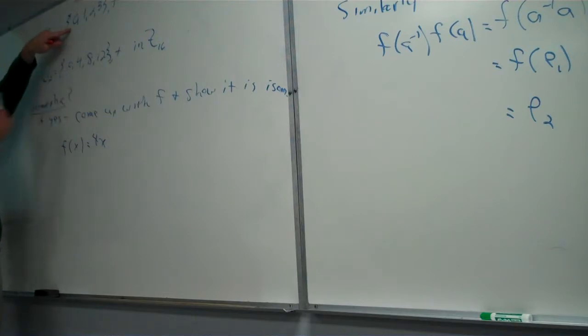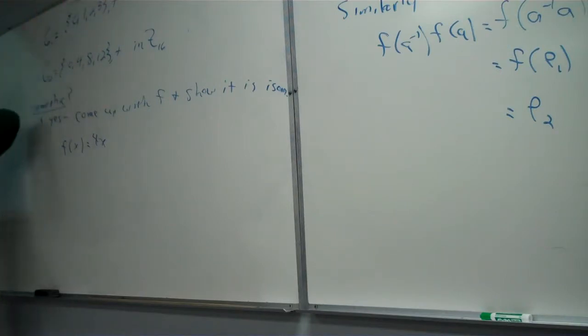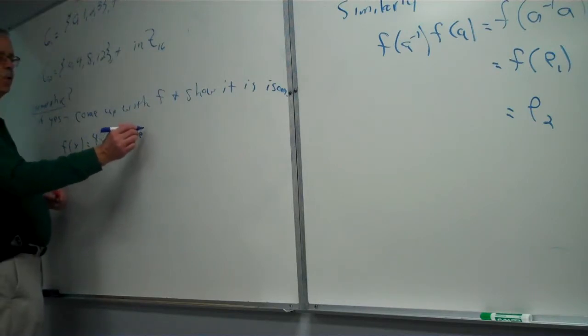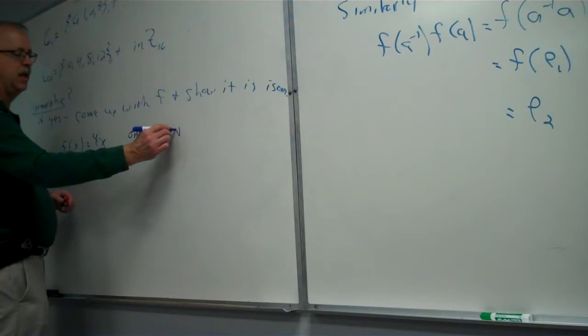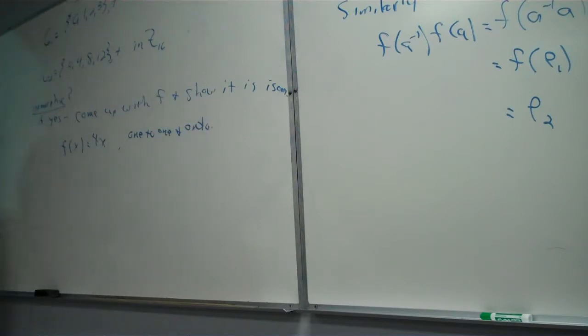So 0 goes to 0, well that's good. If the identity doesn't go to the identity, we could stop right there. It's not going to be an isomorphism. 1 goes to 4, 2 to 8, 3 to 12. It's 1 to 1 and on to. So it's reasonably straightforward to check that it is 1 to 1 and it is on to. If it were more complicated, we'd probably have to do a little bit more work showing that.